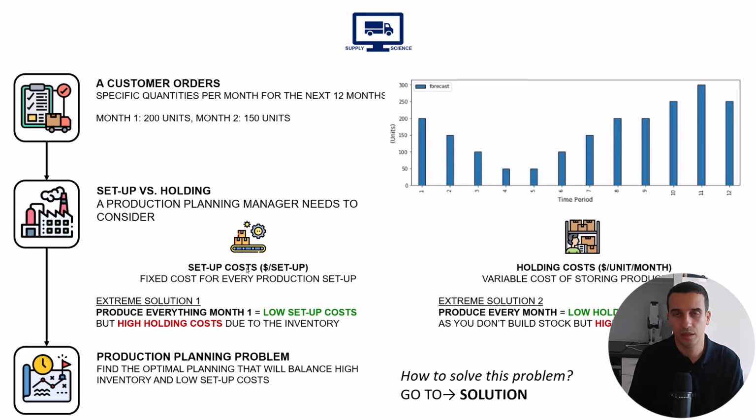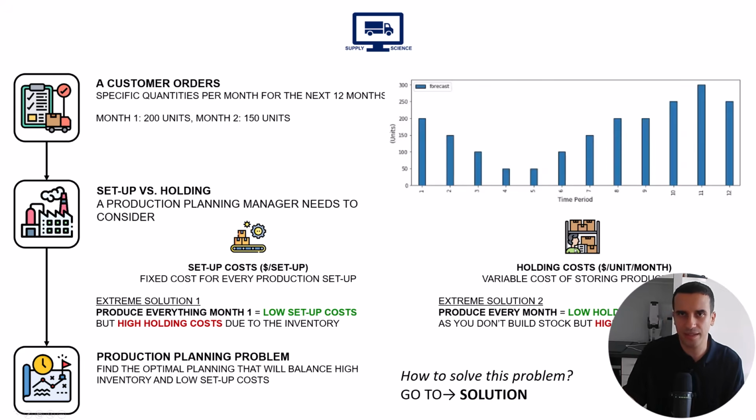When you set up this production line, you have what we call setup costs, which are basically fixed costs to set up the line. So the best way to minimize these costs is to produce the overall quantity for the next, for instance, 12 months in our case, in the first batch. But the problem is that you are going to build inventory, and this inventory is not free because you have what we call the holding cost.